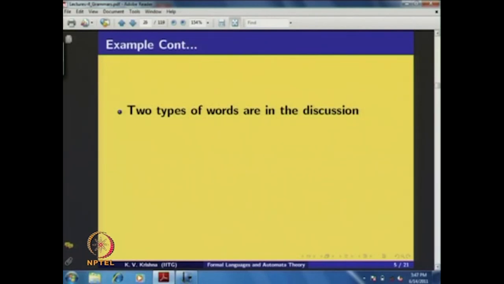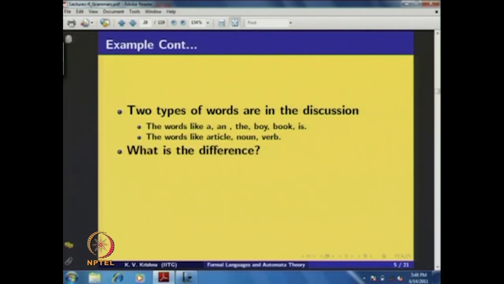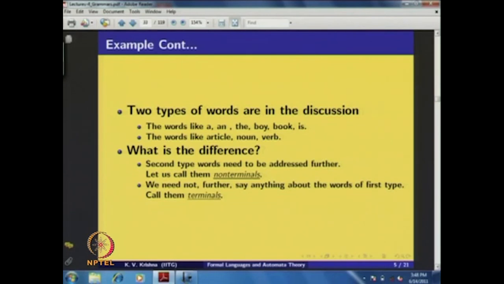Now, to formalize the notion of grammars, first let us see in this context what type of words we have considered. The words like a, an, the, boy, book, is, this kind of words that you have encountered, and the words like article, noun, verb, noun phrase, this kind of words that you have encountered. So, what is the difference between these two? If you look at the second type of words, that means article, noun, verb, you have to address them further. That means, if you say noun, what is that noun that you are going to talk about? So, you have to tell something about that further, and that means this is not getting terminated. Now, if you look at the first type, if you say an, the, boy, there is nothing further you are going to say in English. So, that way we may call them terminals, and the second type we call non-terminals.